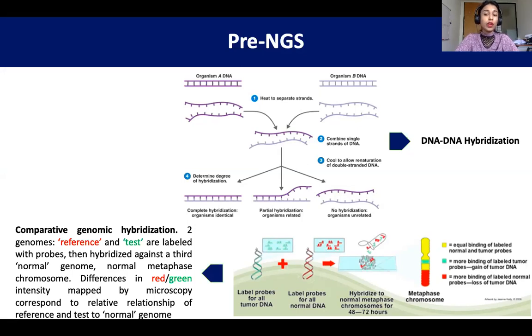And if you have red fluorescence, then you know that in that region of the chromosome, more normal probes had bound, right? So with this, you can actually identify mutations or regions of chromosome which have tumor DNA, right? So this is one technique.